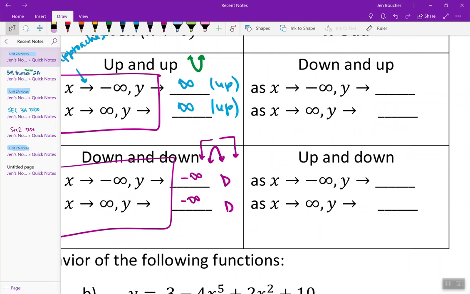Okay, what about the down and up? Down and up looks something like this. So as x approaches negative infinity, y approaches negative infinity. As x approaches infinity, y is approaching infinity. This is your down and up scenario, which is what it says here. And fill in that last one. If it was up and down, what would those two blanks be? Infinity and negative infinity. So you have to be able to do that based on an equation and based on a graph.